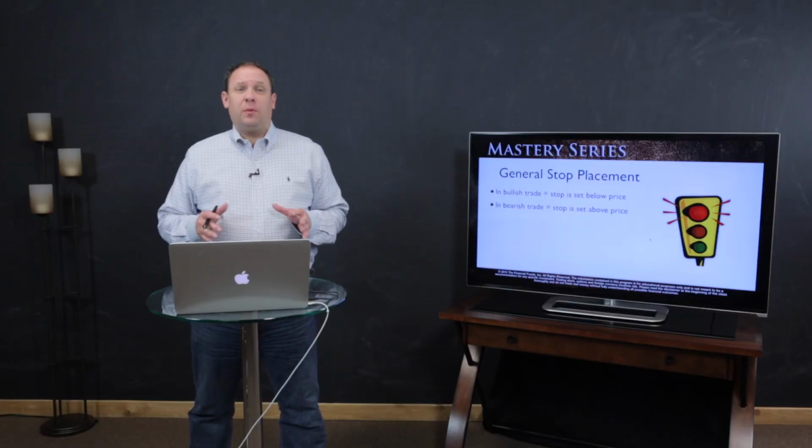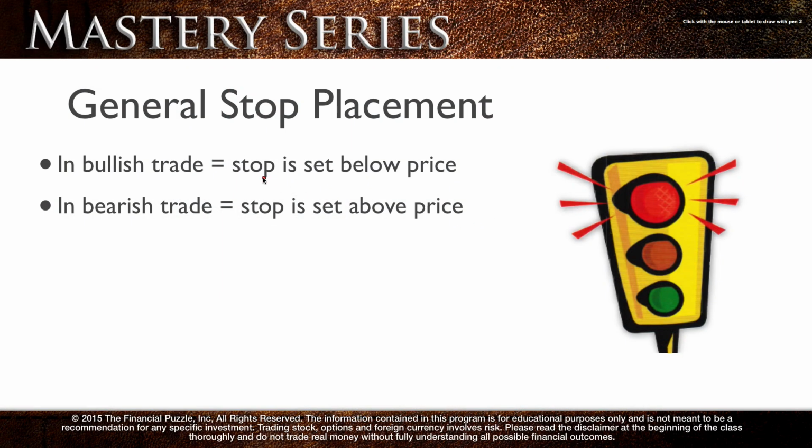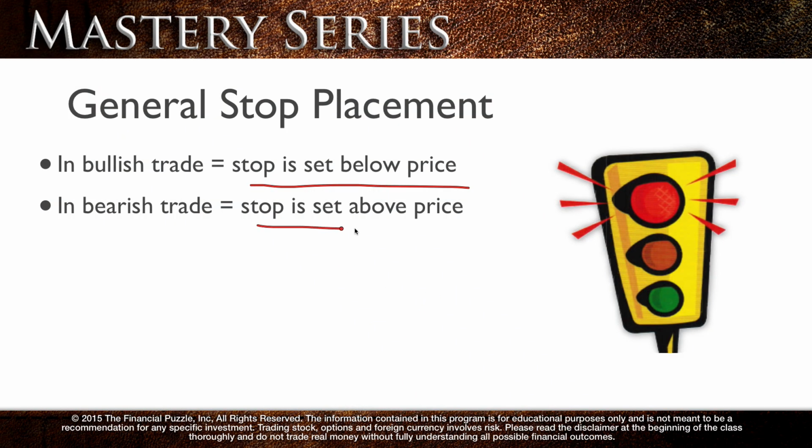Let's talk about the different ways that we want to place a stop. There's really only two ways. In a bullish trade, we're always going to place the stop below the price. In a bullish trade, we want the stock to go higher, so we want to get out of the trade if it's going down, so our stop price is going to go below the price of the stock. In a bearish trade, it's the exact opposite. We want the stock to go down, so we're going to put the stop order above the price of the stock. Consequently, if the stock turns against us and it goes bad, it will stop us out of the trade. So in a bearish trade, the stop is set above the price, and in a bullish trade, the stop is placed below the price.